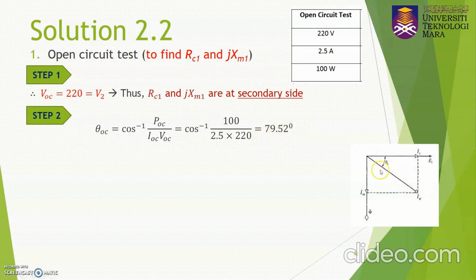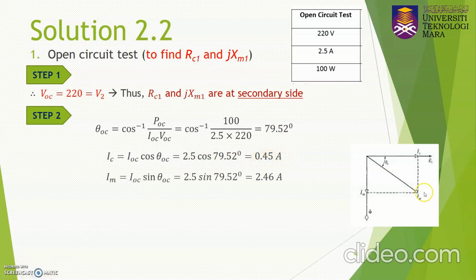Okay, here is your theta of open circuit. So basically the theta of open circuit is the theta for the I open circuit. Alright, so based on the triangle, you can apply the trigonometry rules to find the value of IC and also IM. So you know your IC is equal to I open circuit multiplied with cos theta. You just key in the value of I open circuit, in this case 2.5 ampere, multiplied with cos 79.52. Okay, and then you get the value of IC is equal to 0.45 ampere.